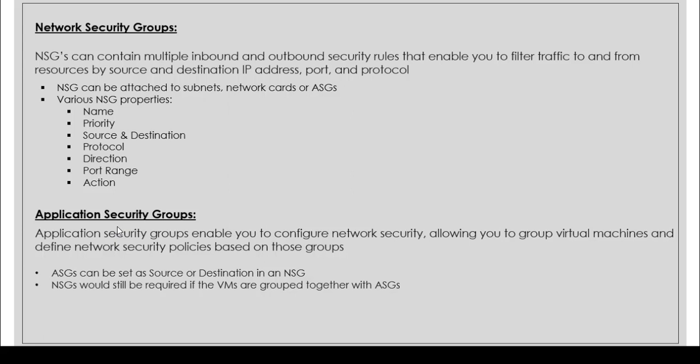So what do I mean by logical grouping? Think I have a front end application and I have a back end application. The back end is my database. I don't want anyone from the outside world to go and access my database. So this way we can do a logical grouping using application security group. If I read out the definition, application security groups enable you to configure network security, allowing you to group virtual machines and define network security policies based on those groups. Okay, how exactly is this done? Let's see the flow. Let's try and understand NSG and ASG in more detail before we go and do the practical stuff.